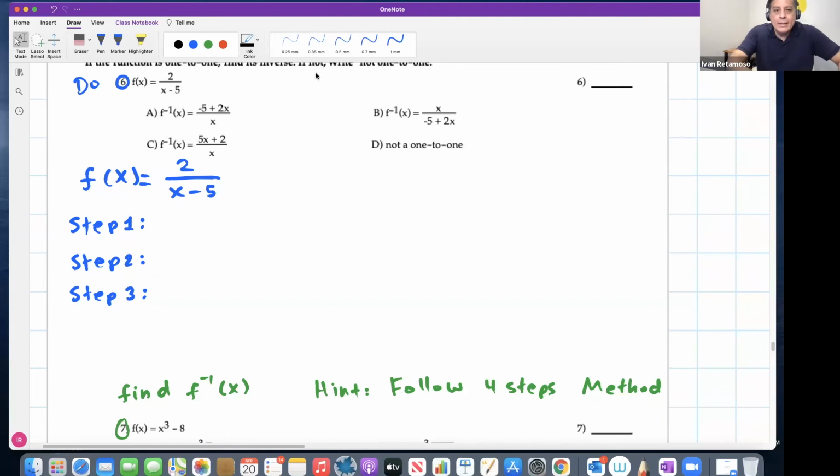Clarify things. This one also, right? You can graph it and you will see that it will pass the horizontal line test. So the idea is to follow the 4 steps of this exercise, but you can always double check with your Desmos graphing tool if it's one-to-one. Go ahead. Step 1, step 2, step 3. We'll move on.